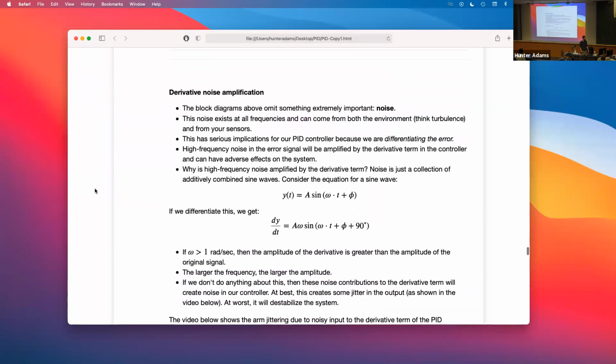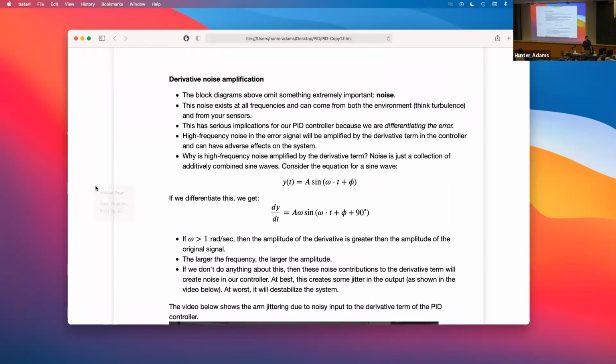The other problem we have to be careful about is for the D part of the PID controller, we are taking a derivative. What we have to be really careful here is we don't want to differentiate noise, right? Because if you have high frequency noise and you differentiate high frequency noise, you get really high amplitude output out, right? So at best, this can lead to jitter. So you go to, and it starts to jitter. At worst, this totally destabilizes the system.